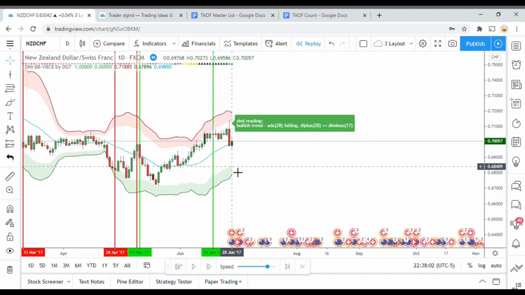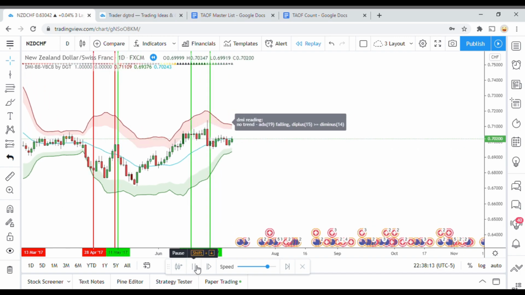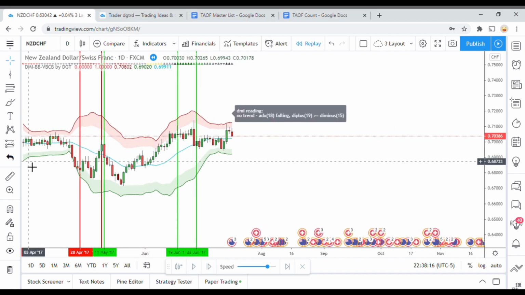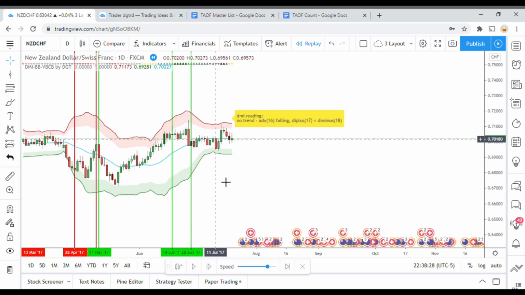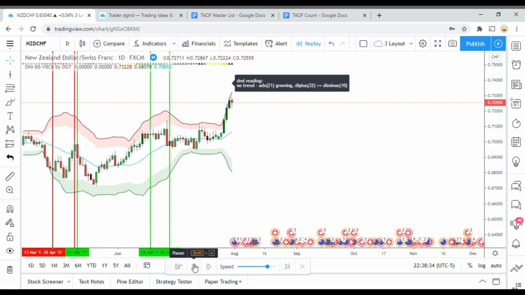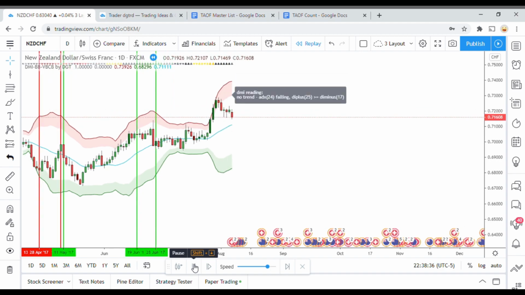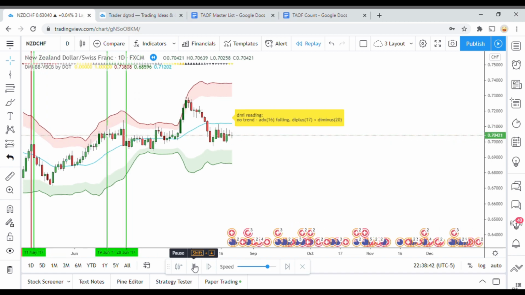Then we get another bullish trend signal that pops up right here. Keep an eye on that one also, see what it does. And that one also gets us to take profit. So we're picking up a little bit more signals now, doing a little bit better. Carry on with it here. No signal at the moment.